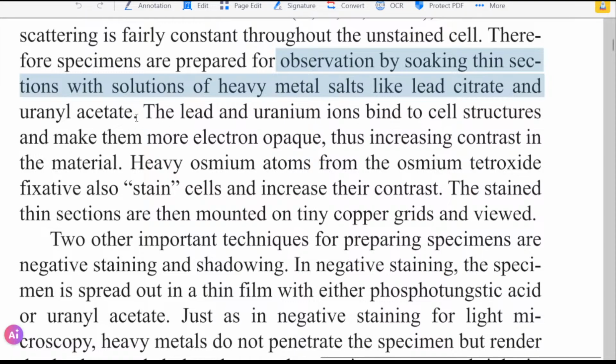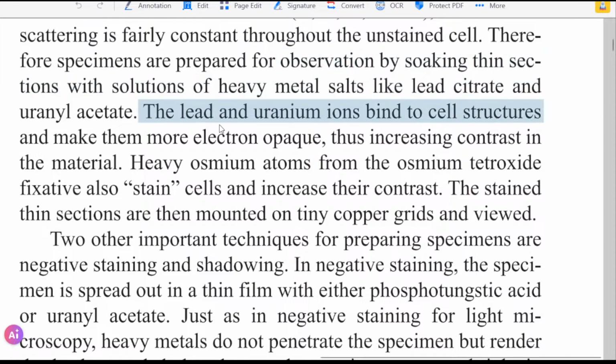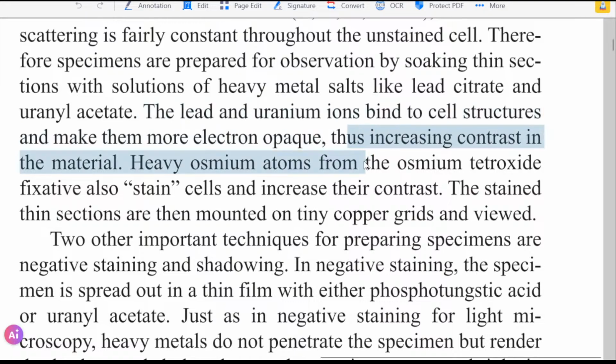So that's why you need to make them different, so the scattering becomes different, and you use heavy metal salts for that. The lead and uranium ions bind to the cell structure and make it more electron opaque. Opaque means the electrons cannot pass through, thus increasing the contrast in the material. This is done to create more contrast rather than the similarity between the atoms. Heavy osmium atoms from the osmium tetroxide fixative also stain cells and increase their contrast.